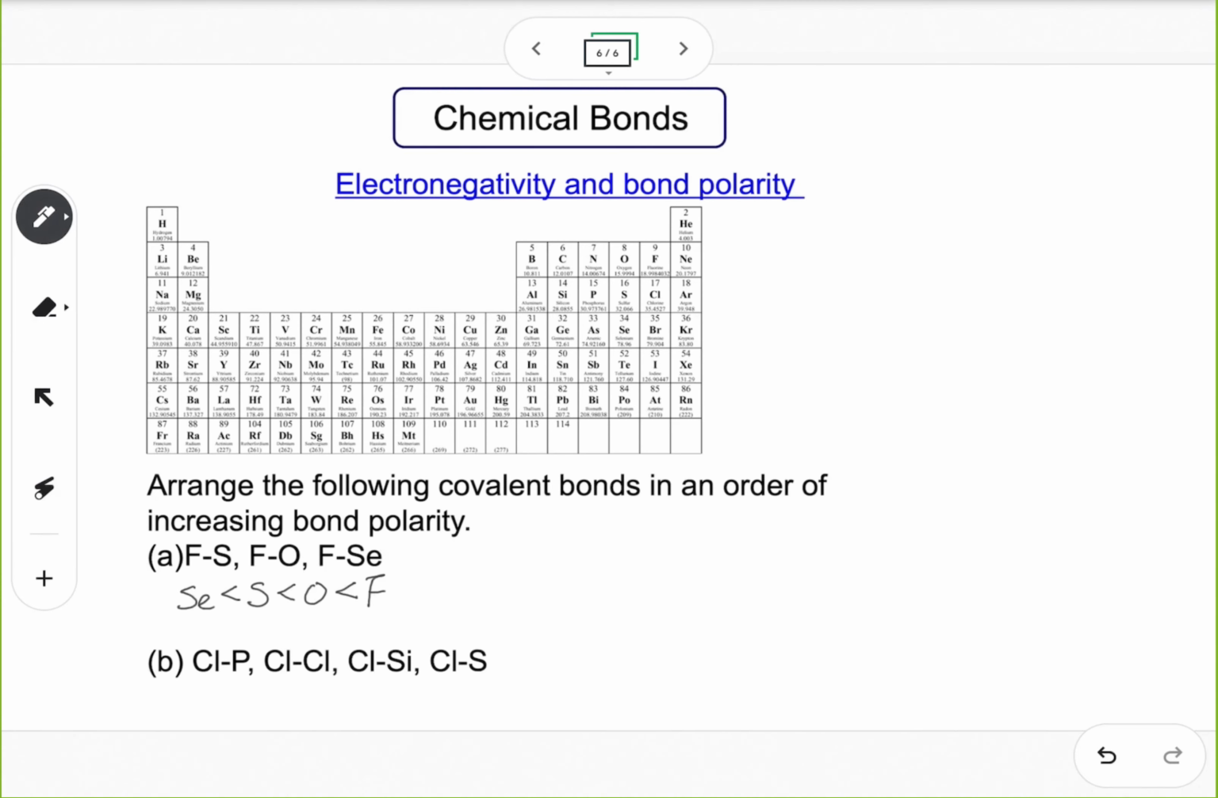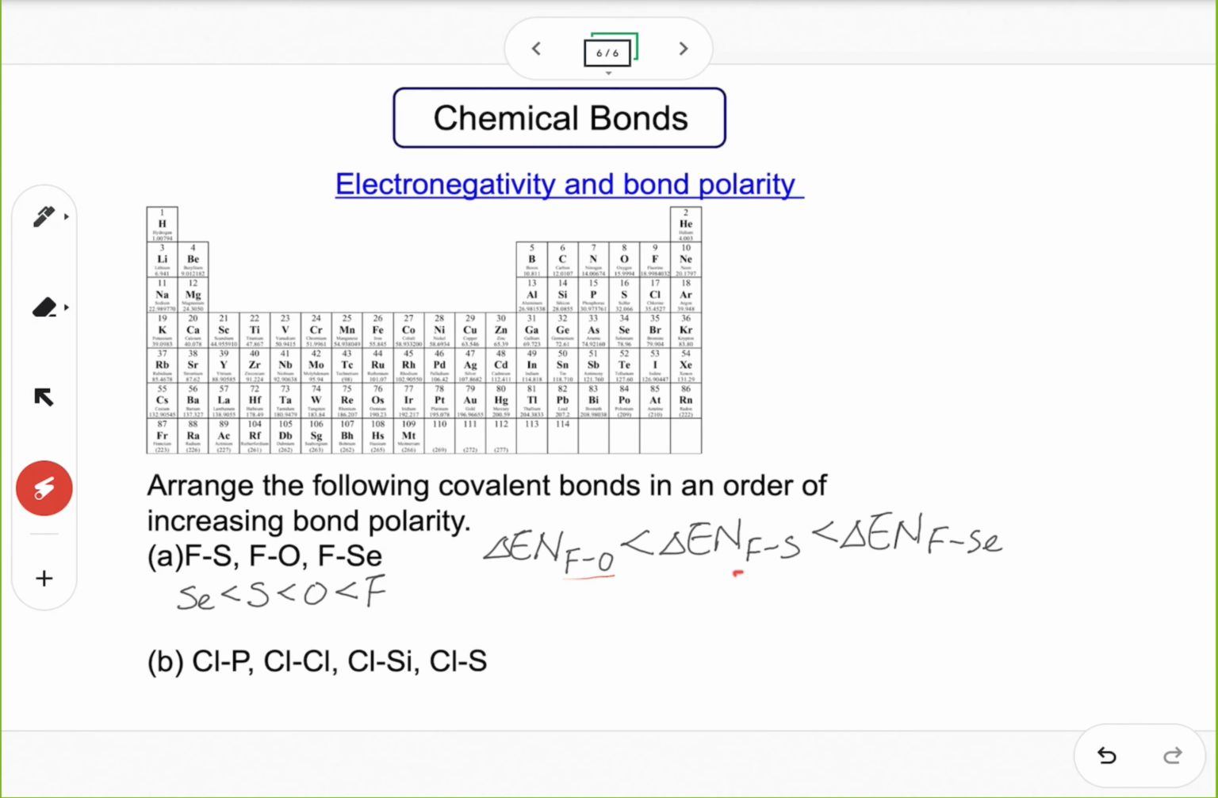What do I mean? Let's go ahead and write the electronegativity difference trend. Delta EN for the F-O bond is less than delta EN of the F-S bond, which is less than delta EN of the F-Se bond. So essentially you can see that the electronegativity difference trend can be determined based on the relative positions of those elements on this sequence here.